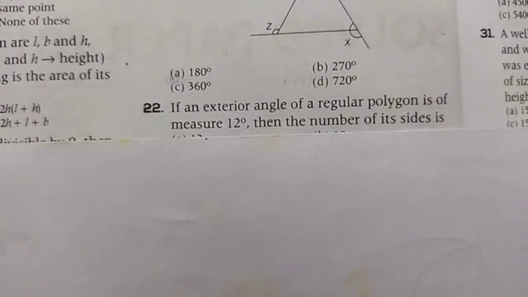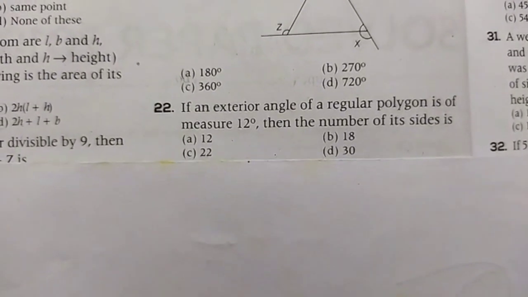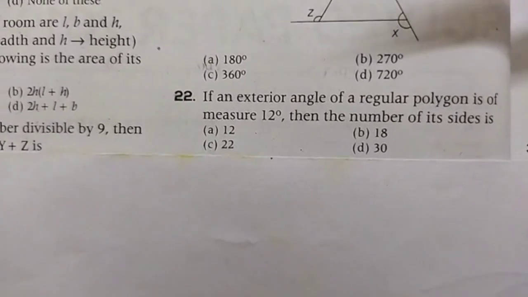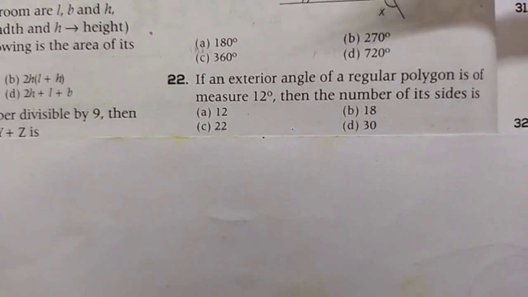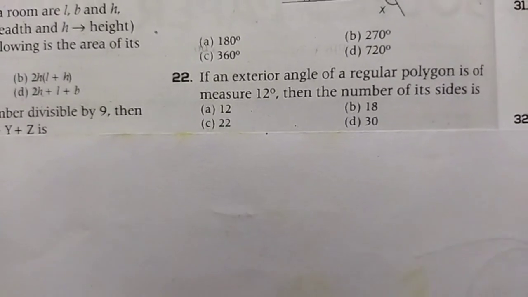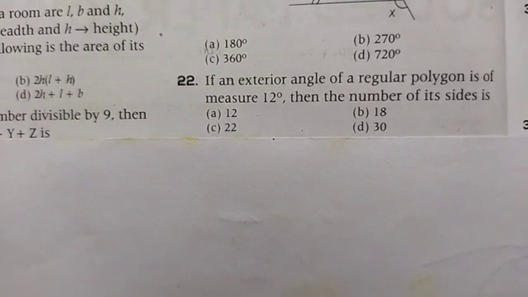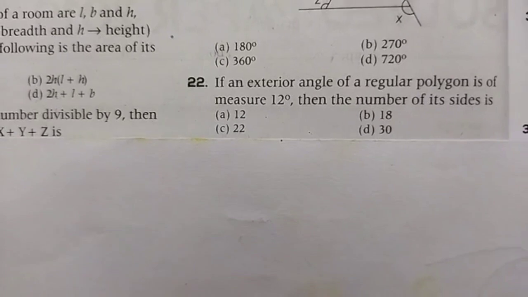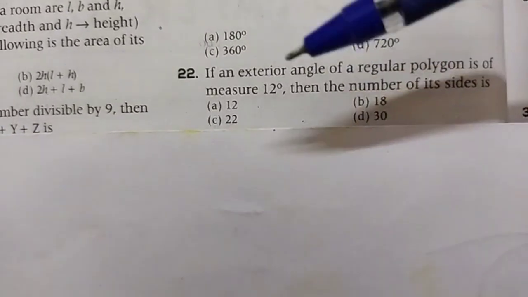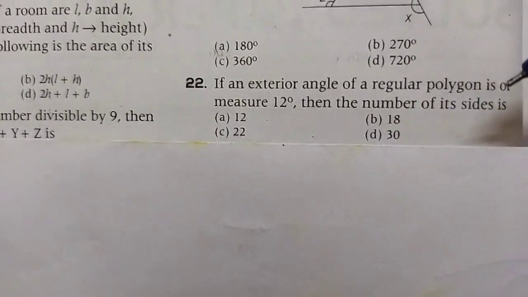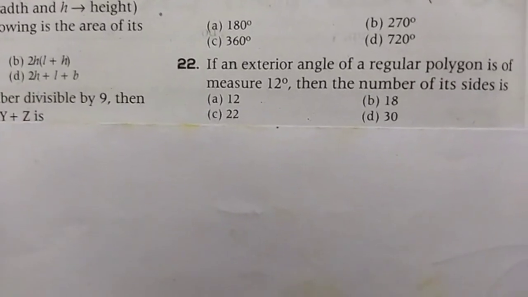Okay. Next one. If an angle of a regular polygon is measured 12 degrees, then the number of its sides is... This is an exterior angle of a regular polygon. Regular polygon means all of its angles are equal and all the sides are equal. Then only we call it a regular polygon. So the exterior angle of the regular polygon is given as 12 degrees and we need to find the number of sides in that polygon. We have a direct formula for this.